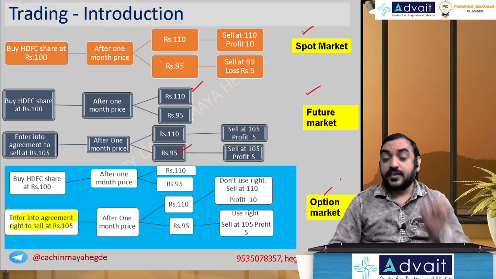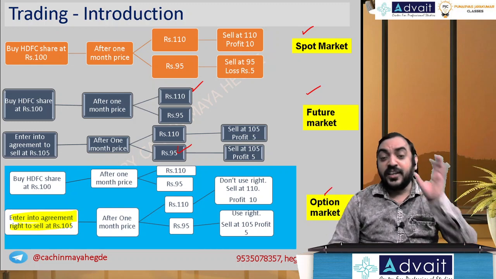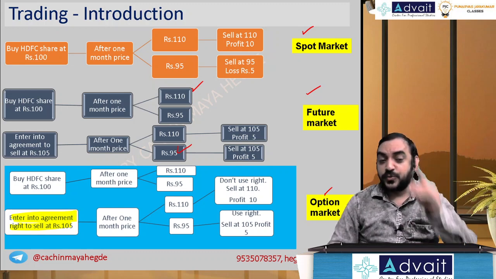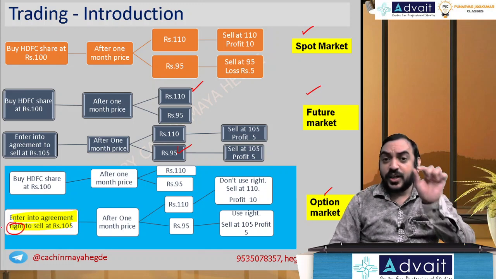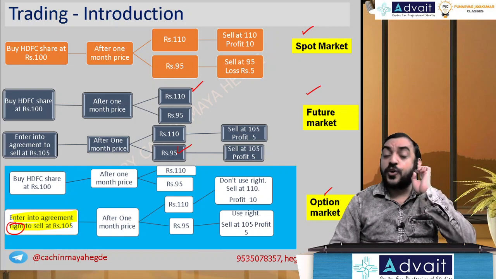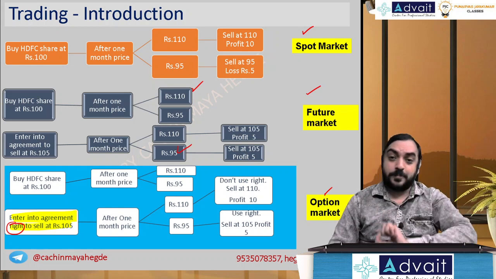The options market is like living in a relationship. You have a choice open, but it comes with a cost. For this right, you are having a choice, but that right does not come free of cost. You have to pay for that right. That's called the option premium.